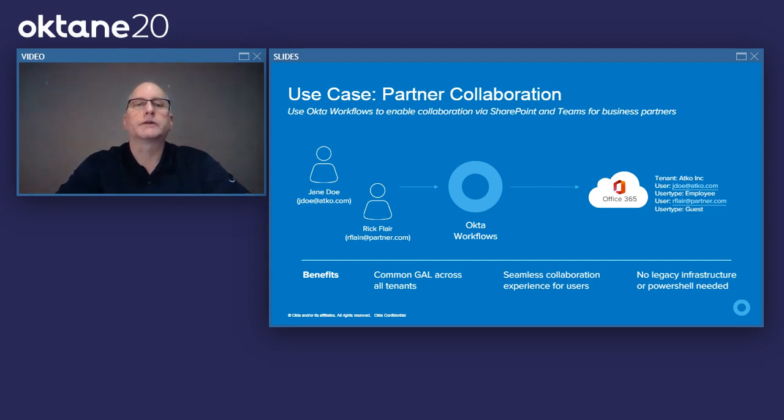And how about partner collaboration? So again, Jane works for Atco, and they are partners with partner.com. They use them for contract work, or they're just a business partner, a supplier maybe. We can use Okta Workflows to bring these users into the Office 365 tenant as guests, just like we do with employees in a multi-tenant environment. So Rick would get provisioned into Okta, and the workflow would grab that account and push it over to the Office 365 tenant as a guest.